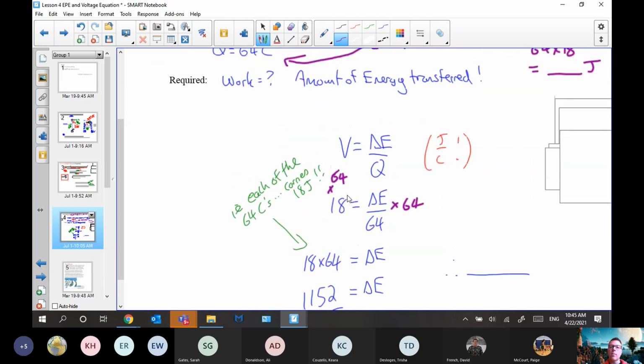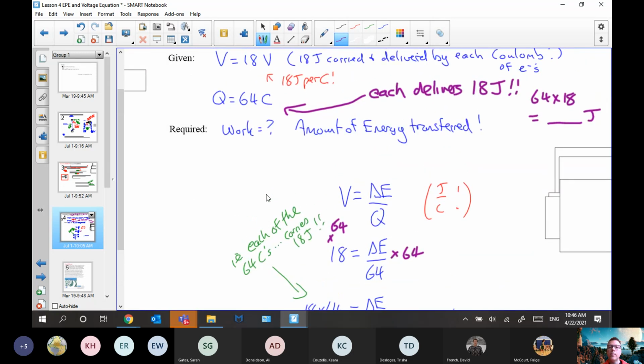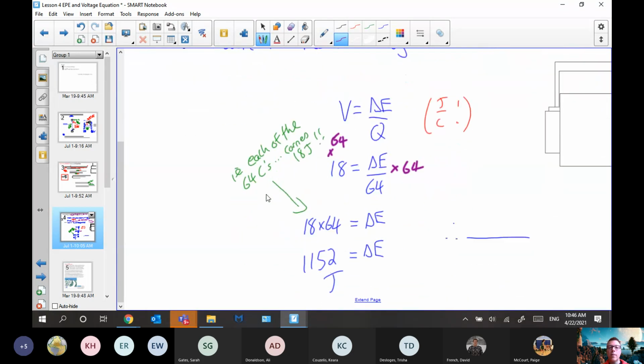And I have it listed in multiple spots on this page now, right? Each of the 64 coulombs carries 18 joules, which is why this makes sense. So it's in multiple spots there, but that is from grade 11 physics, actually. So I reviewed grade 9 stuff yesterday to basically lay the groundwork for this making sense. I hope it's working for you.